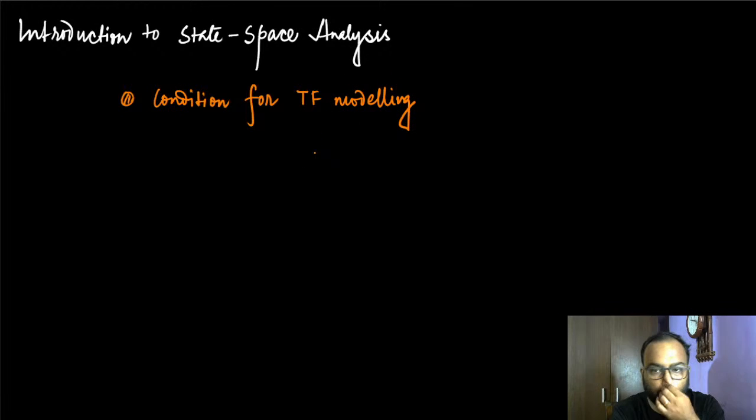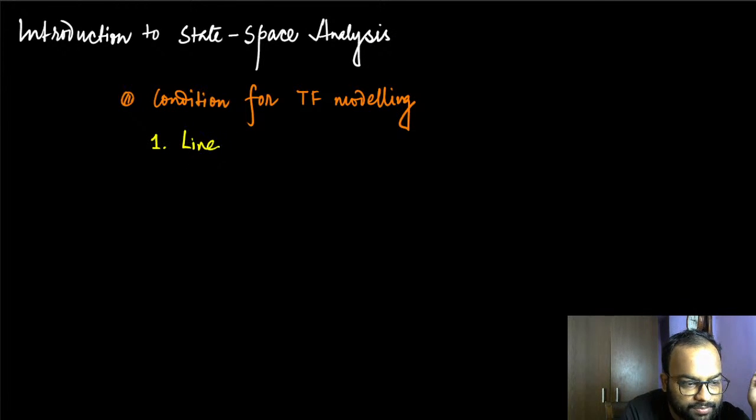Okay, so if I want to do transfer function modeling, these are the conditions that we actually encounter. Rather, these are the conditions that must be satisfied by the system itself in order for a transfer function model to exist. So number one, the system has to be linear. So if the system is somehow non-linear, a transfer function model cannot exist.